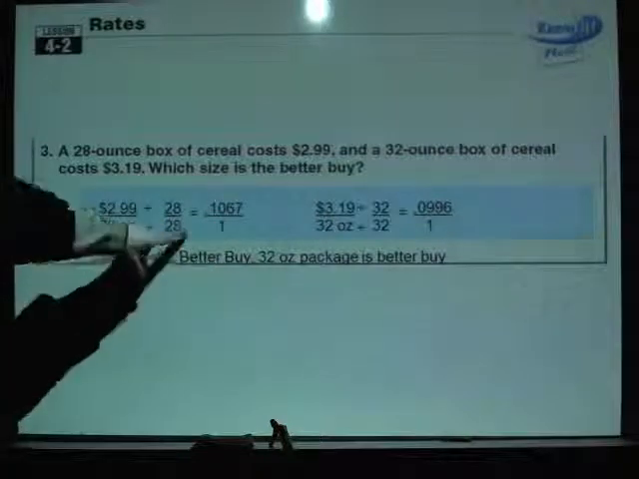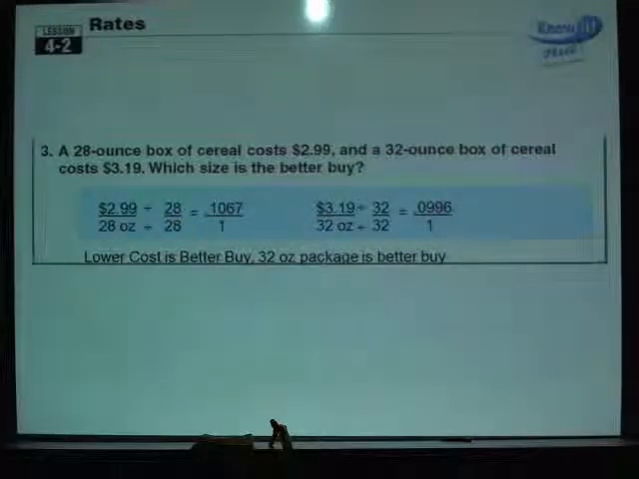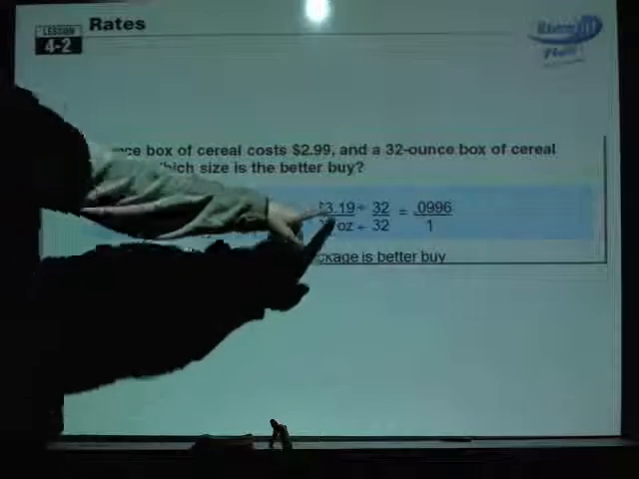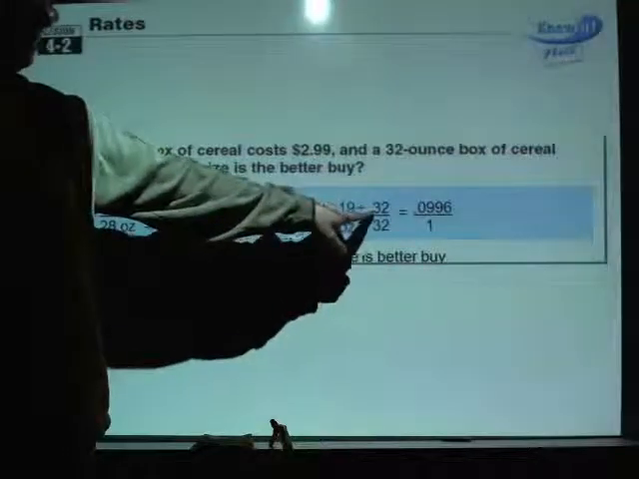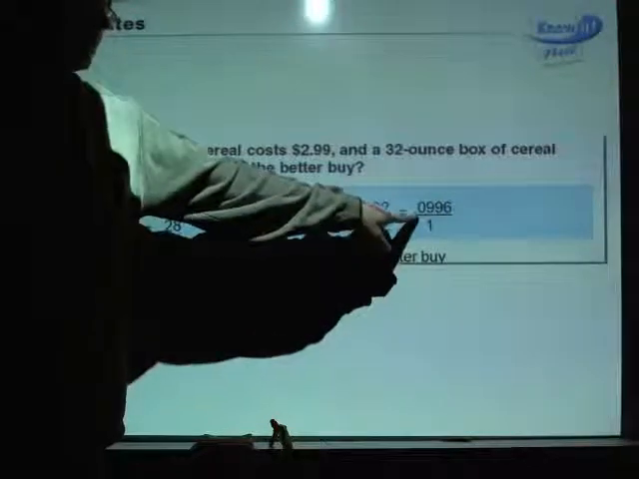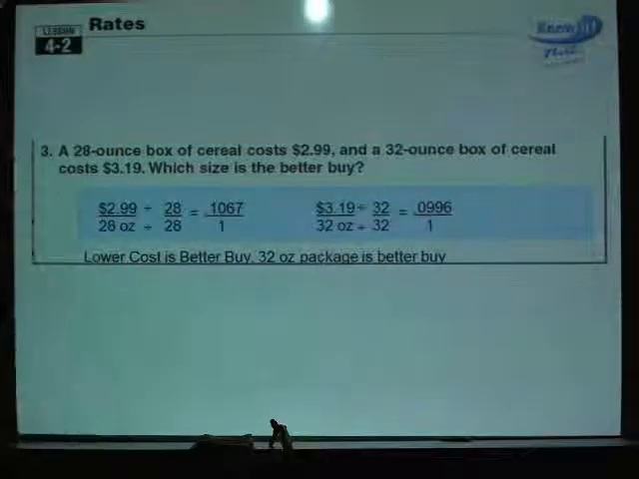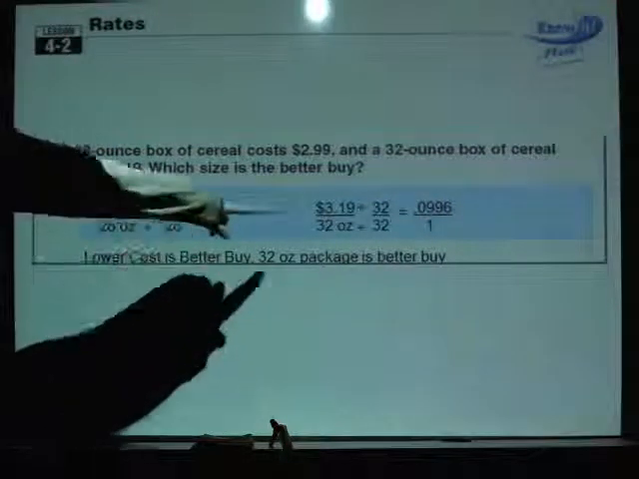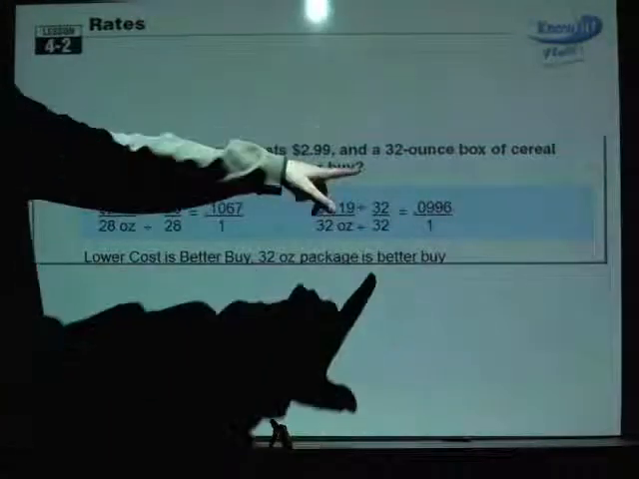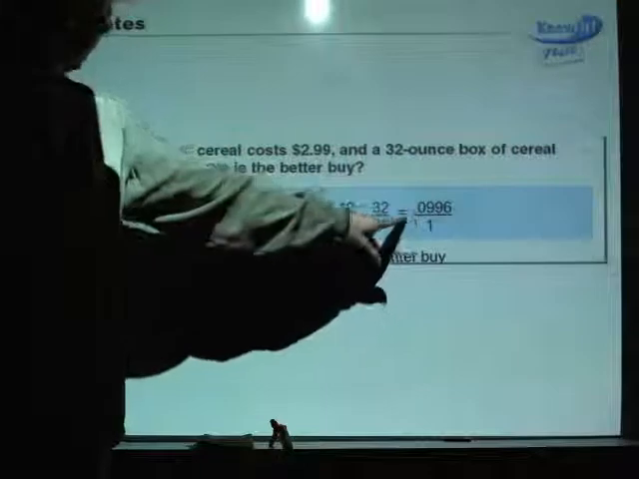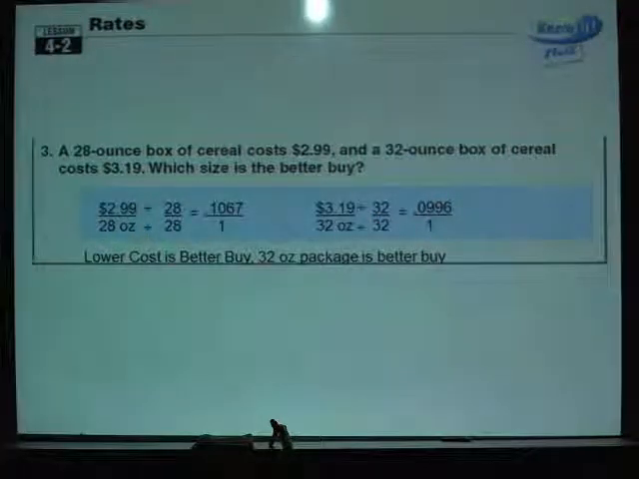Again, the bottom number is always going to go to 1, so we don't have to think too hard about that. When I buy the large box at $3.19 divided by 32, I find that I'm spending just under 10 cents per ounce. So this is a little more than 10 cents, and this is a little less than 10 cents. Since I'm asking which one is the better buy, this one is the better buy because it's cheaper, so the 32-ounce package ends up being the better buy.